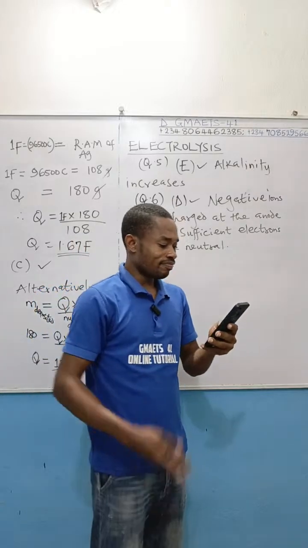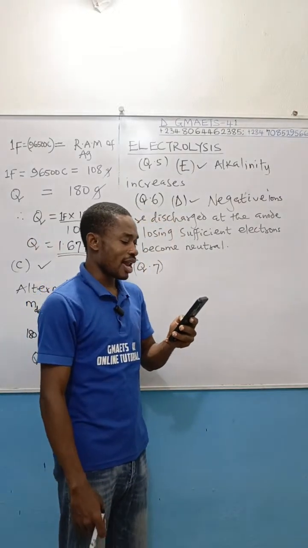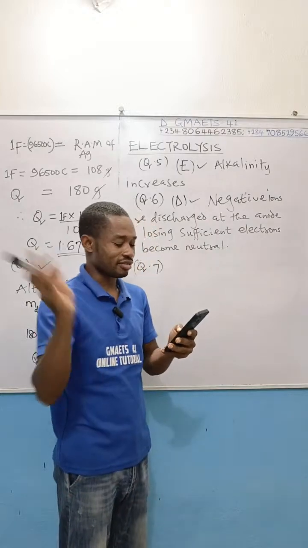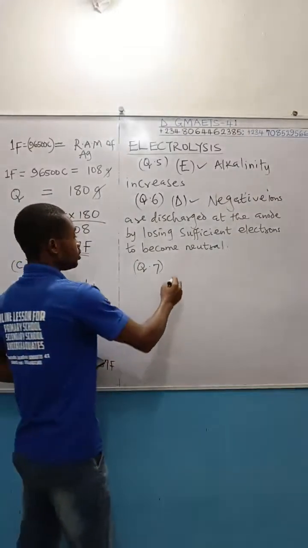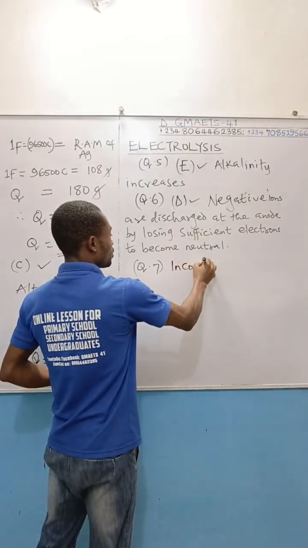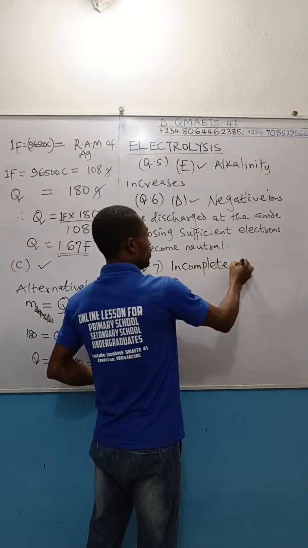Okay, now that is it. Option E, the bulb lights but no additional changes are observed. I don't think that's the option. Let's move on to the next question. Incomplete information.